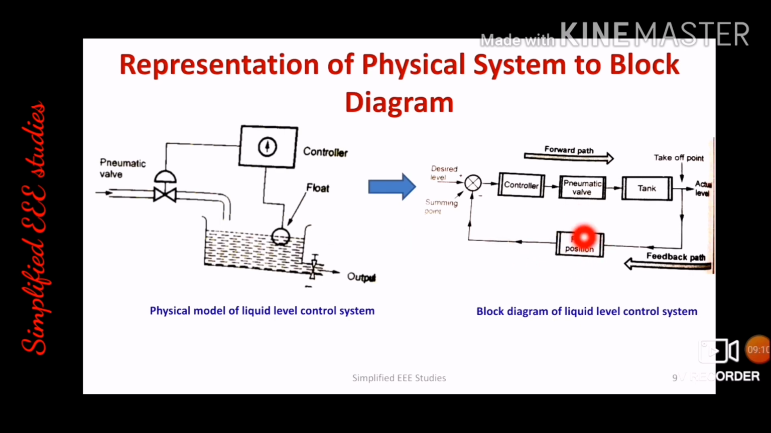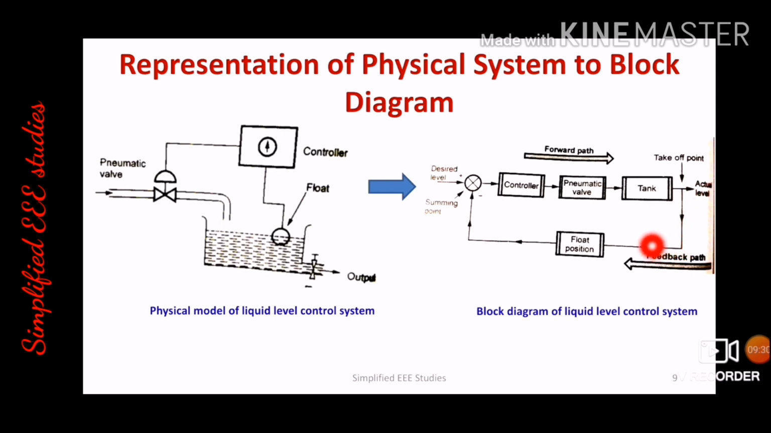The float will act as a feedback element, as you can see here. It will sense the water level, whether the water has reached the desired height or not. That is going to be detected with the help of the float. So we can say that the float is a sensing element, or you can call it a feedback element. So the path will be like this, the feedback path.